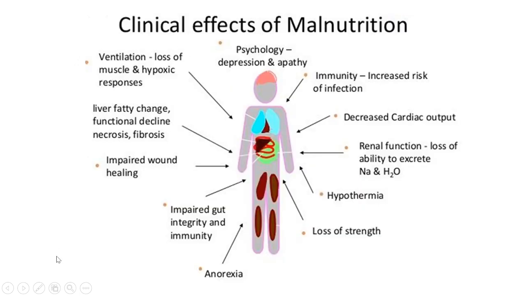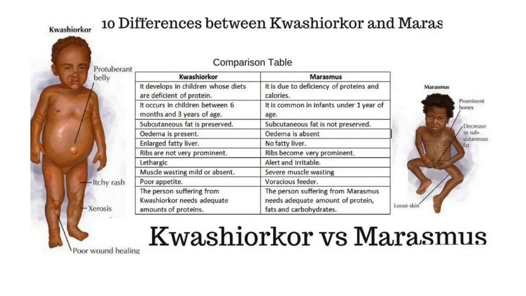And in all the patients with malnutrition, we can see problems in all the systems and organs. It's a multi-system disease. In the central nervous system, we can see depression, apathy and lethargy. We can see low immunity. We can see renal dysfunction, hypothermia. We can see impaired gut microbiota and immunity, anorexia, and all the organs usually suffer in case of low energy.